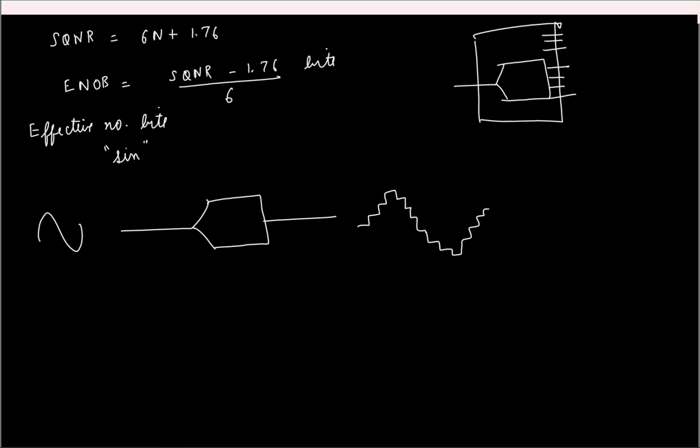We have to measure this SQNR so that we can calculate this effective number of bits. And for measuring the signal to noise ratio, I am applying a sinusoidal input. The output is looking something like this. From here, I have to separate what is the signal power, what is the noise power, and take the ratio. But from time domain, it is impossible to separate them out. So what can you do?